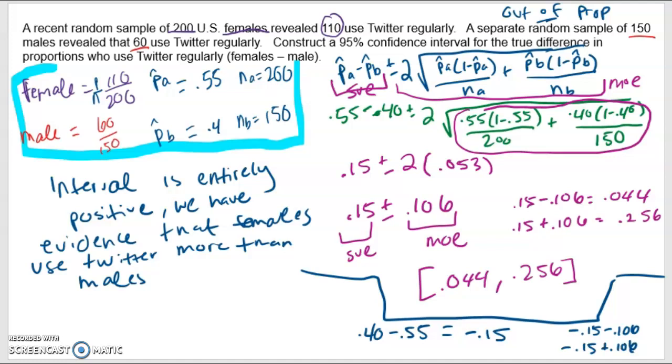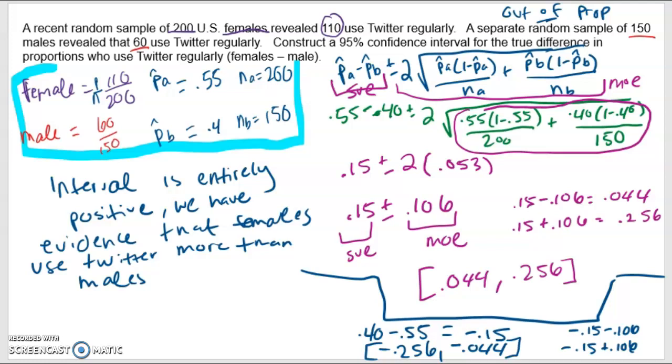And I'm actually going to go grab a calculator real quick, so stay tuned. Okay, so negative 0.15 minus 0.106, that gives me negative 0.256. And if I do negative 0.15 plus 0.106, that gives me negative 0.044. I don't know why I needed a calculator for that. I probably could have figured that out.